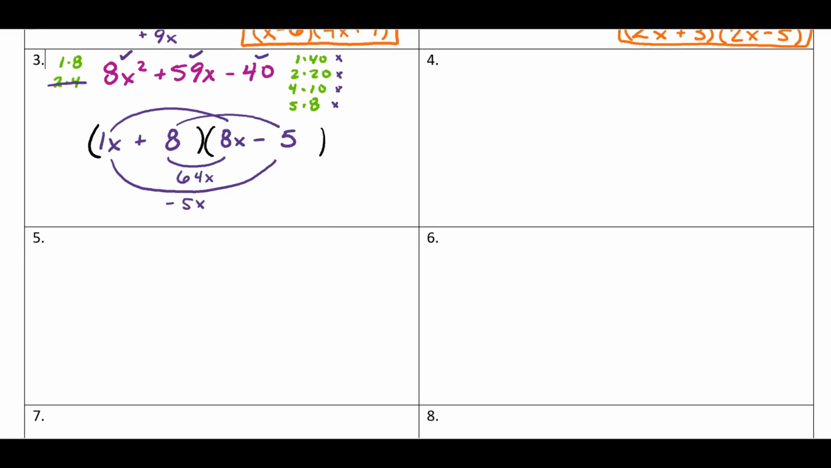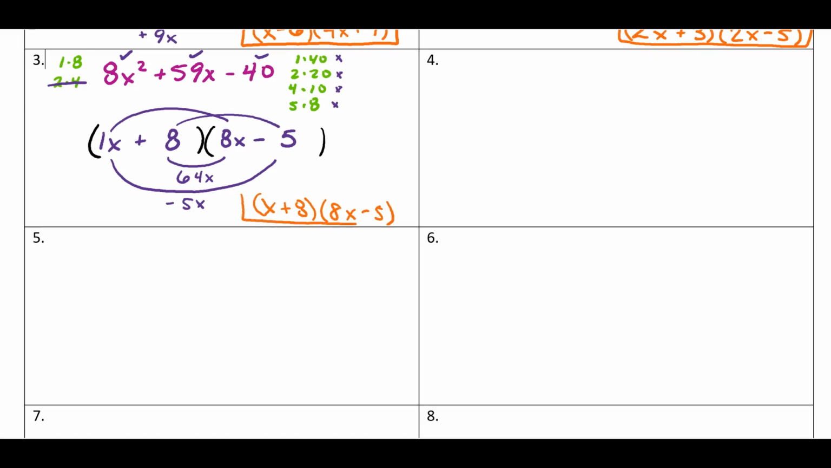Alright, so I probably had to go through quite a few guesses here, because 2 and 4 were the ones I started with and they didn't work. So I had to use 1x and 8x, and then luckily it was the first guess after that, 5 and 8. That gave me 64x minus 5x, which is positive 59x. So this would factor into x plus 8 times 8x minus 5.